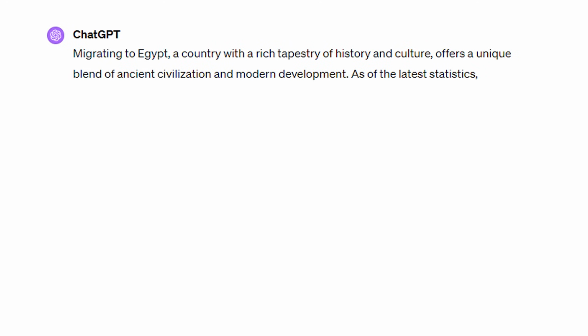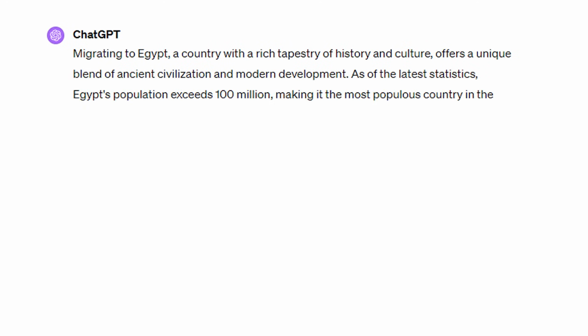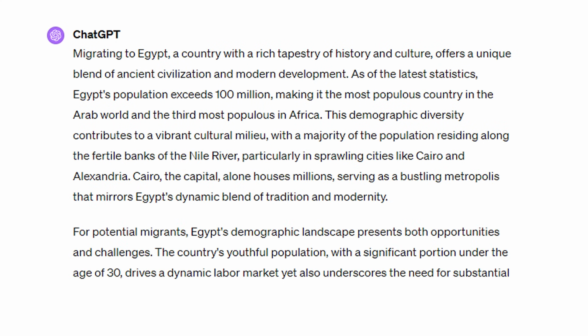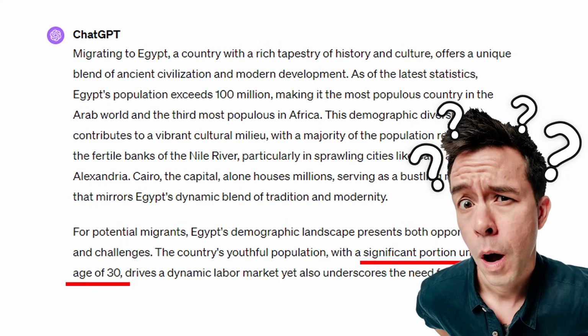That sounds very familiar. As of the latest statistics, Egypt's population exceeds 100 million. Okay, so ChatGPT didn't really fail on this one, but over 100 million certainly isn't as accurate as 113 million. And here's the only other fact that it attempted. A significant portion of the population is under 30. Again, that's like saying Japan has a lot of Japanese people.